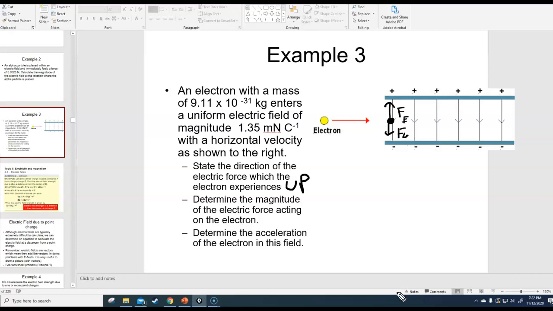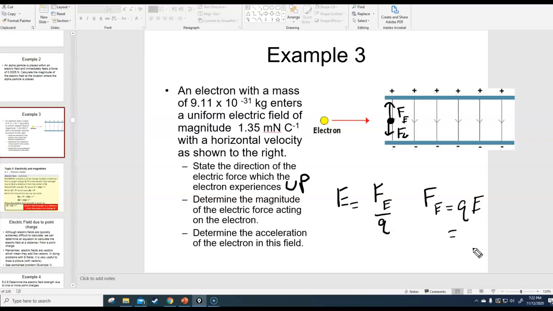Alright, now the second question says, determine the magnitude of the electric force acting on the electron. We can do that very easily just using the definition of the electric field. Like so. That electric force would be Q times E. The electron has a charge of negative 1.6 times 10 to the negative 19, just to save space on the screen. I'm not going to write that out. But of course, the charge of the electron we know is negative 1.6 times 10 to the negative 19.